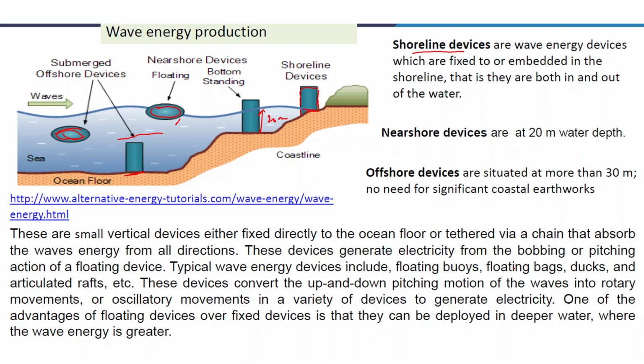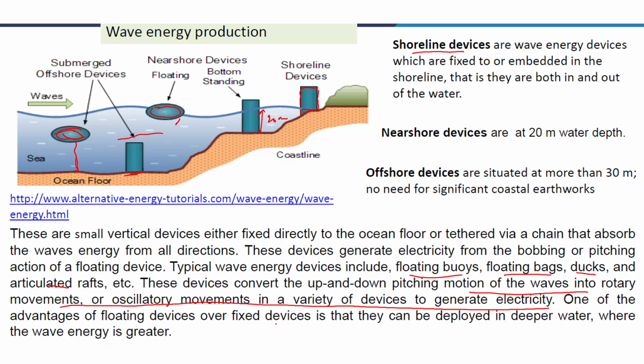Some typical devices are floating buoys, floating bags, ducks, and articulated rafts. These devices convert the up and down pitching motion of the waves into rotary or oscillatory movements in a variety of devices to generate electricity. Different kinds of devices are attached. If there is a chain attached, it will cause up and down motion, and the energy absorbed by this chain will be converted to generate electricity.